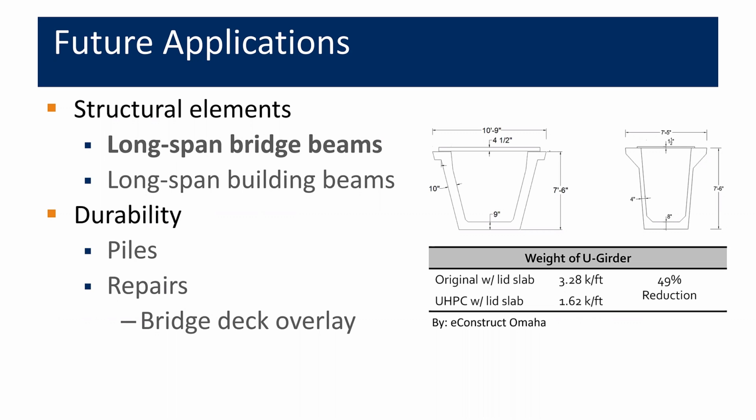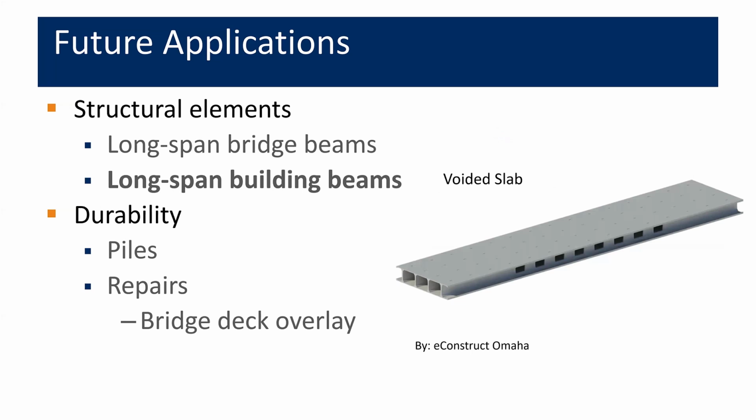From an application perspective, there is work underway to develop long span bridge beams. On the right here, you see a cross-section of potential U-girders. On the left side of the figure is a conventionally designed U-girder. On the right is a UHPC. And you can see the wall thickness is significantly reduced with the UHPC, resulting in about a 50% reduction in load.